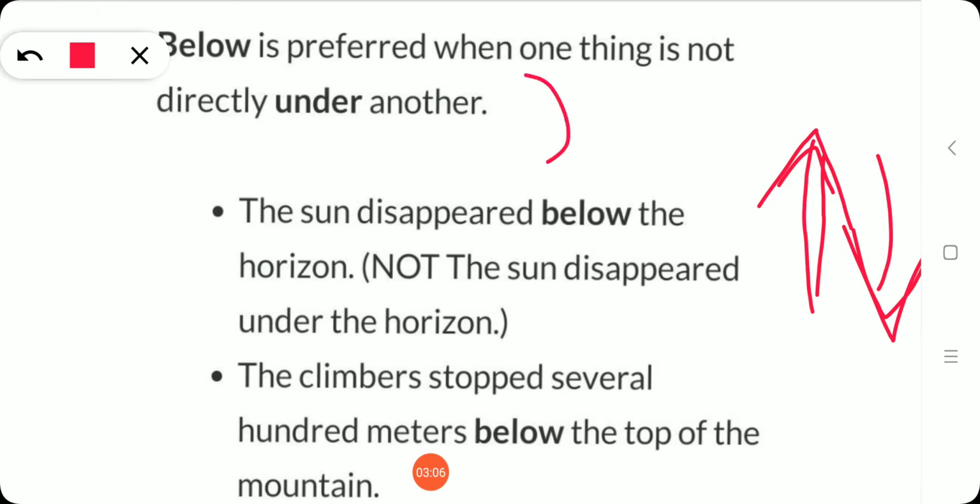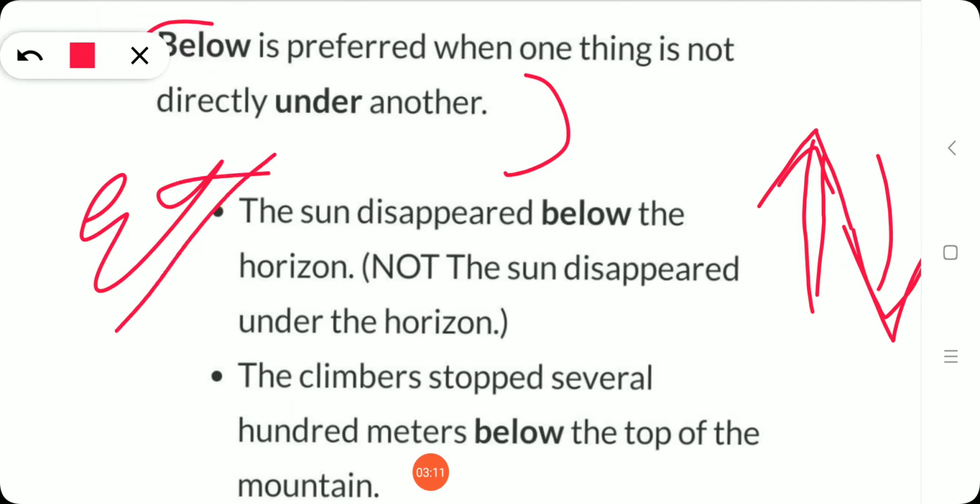First you should understand the meaning of this. Look at the example: the sun disappeared below the horizon. You know what is meant by horizon, right? So the sun disappeared below the horizon. Here we should not say the sun disappeared under the horizon. This sentence is a wrong one.